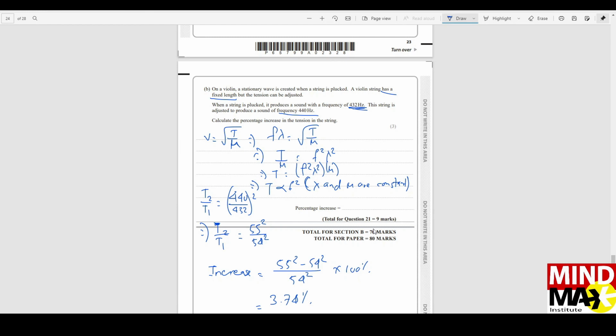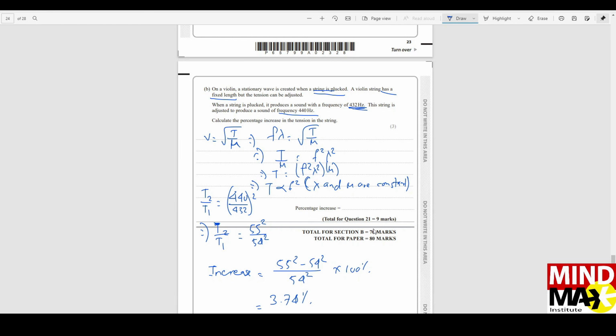And also they're telling us that the same string is plucked. So the string is not changing. If the same string is used, it means what? The mu doesn't change, because mu is mass per unit length. And if the same string is used, that means mass per unit length doesn't change. So mu is constant, and also lambda is constant. So the only thing that the tension depends on is the square of the frequency. That's what I wrote.